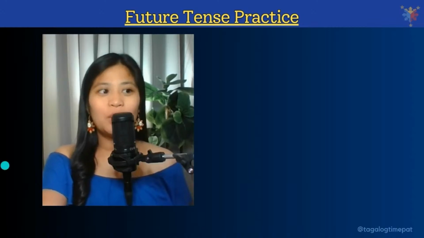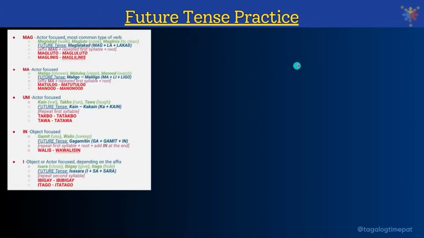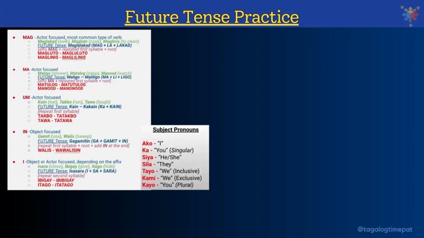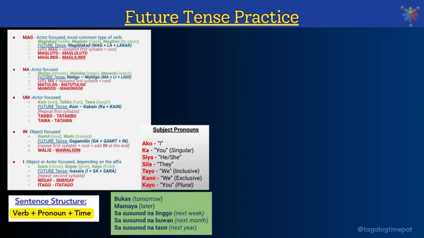Now let's do some practice questions. I'm going to go ahead and turn off my screen again. Now in the top left corner are the future tense conjugation patterns that we learned for all of the verbs. Then are the subject pronouns. And then it's the sentence structure down in the bottom left corner. And now in the green are some vocabulary terms to indicate future tense. So bukas is tomorrow. Mamaya means later. Sa susunod na linggo, next week. Sa susunod na buwan, next month. And sa susunod na taon, next year.